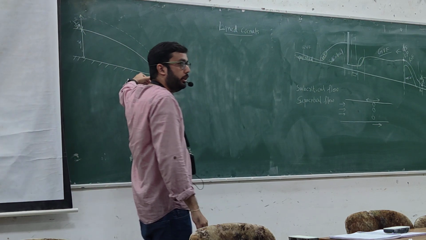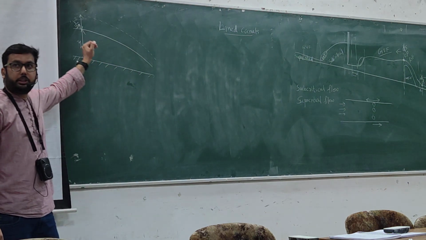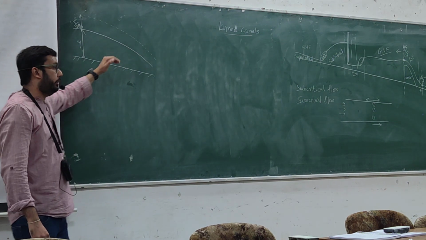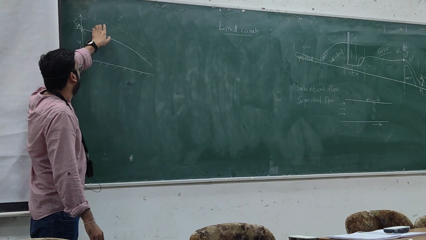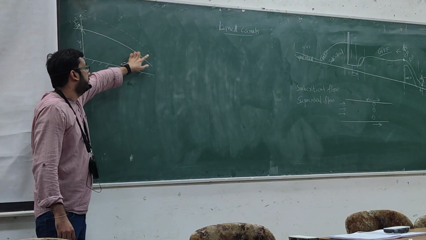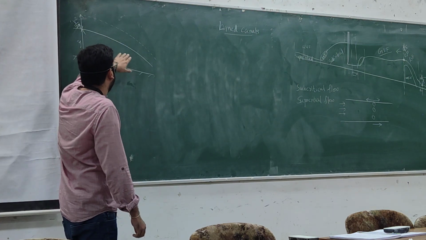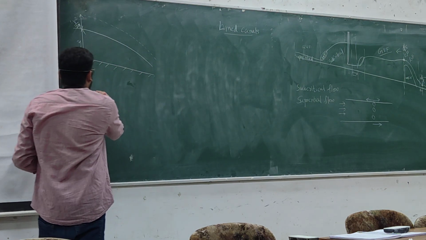Now let's say this is our channel bed, and we have a water surface that is sloping down. So this is our GVF, where this is our flow profile, and then we have the total energy line. So this is the energy line. So let's say I want to define some terms.